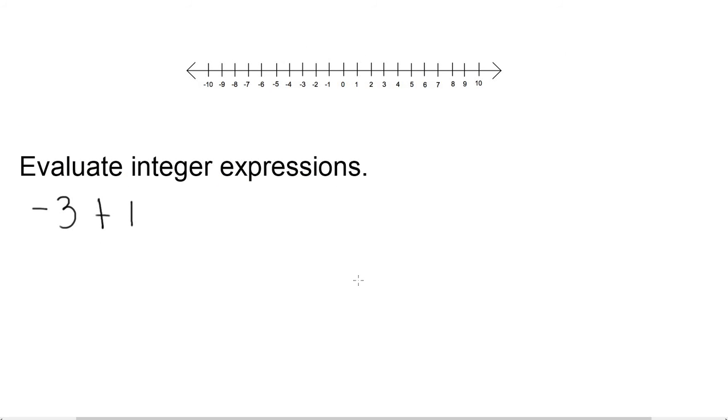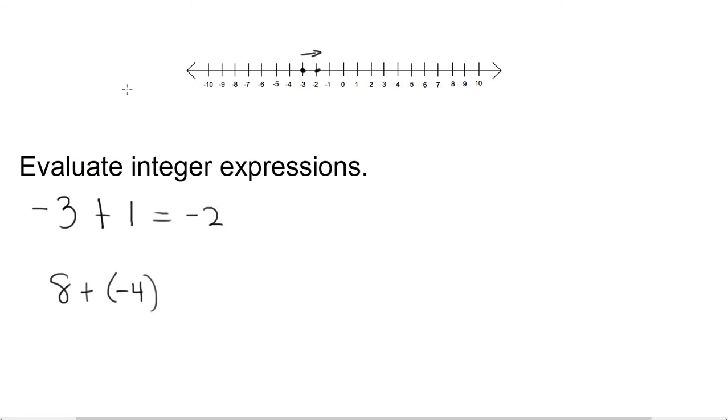And so we can use the number line to evaluate integer expressions. Let's take the following expression where we have -3 plus 1. We can evaluate it on the number line in the following fashion. We start at -3, and we add 1, so we go this way, plus 1 is -2. So -3 plus 1 is -2 if we use the number line.